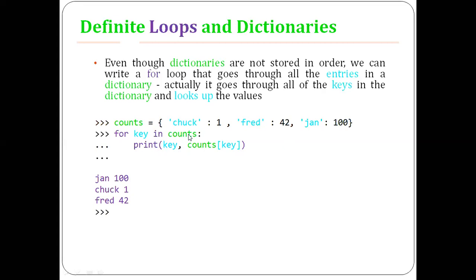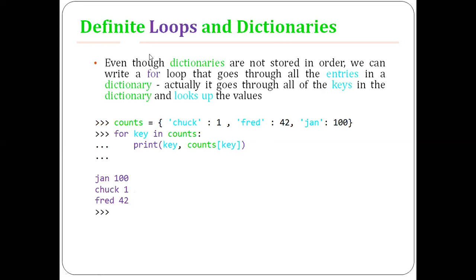For key in counts. What I am doing is that for every key in the dictionary, I am printing the key along with the value associated with that key, right? So I am reading the first key, that is chuck. So chuck will be printed and its corresponding value. And look at the output here, they are not in a sorted list, but they are being displayed randomly, right? So jan 100 has been displayed, and chuck 1 and fred 42, right? For each lookup tag, the corresponding value will get printed on the terminal.